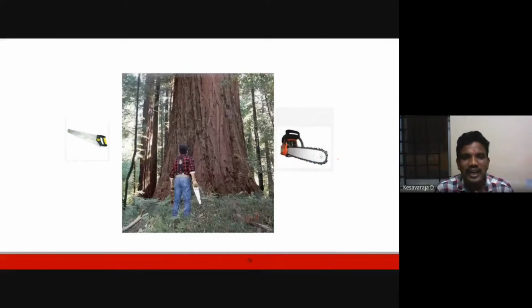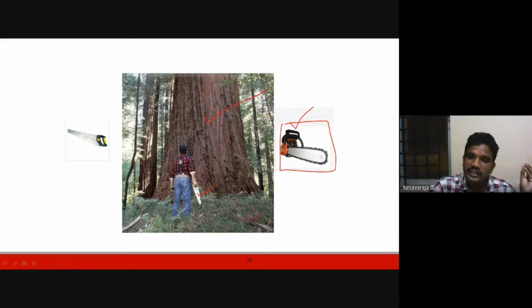So use the right tool for the right job. For example, there is a huge tree, a very huge tree. With the help of a small saw, if you cut the tree, it will take 10 days, 20 days, or 40 days to cut the tree. With the help of an excellent tool, called a power cut saw, you can cut the tree in 1 hour. For a large tree, you are choosing a very small saw, and with it you will take more time.